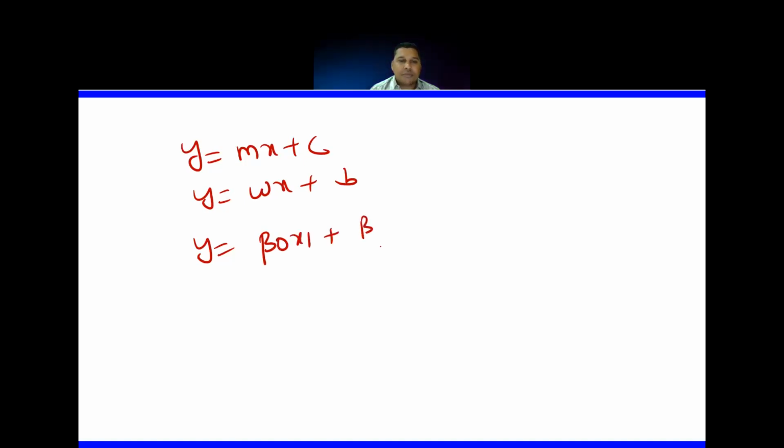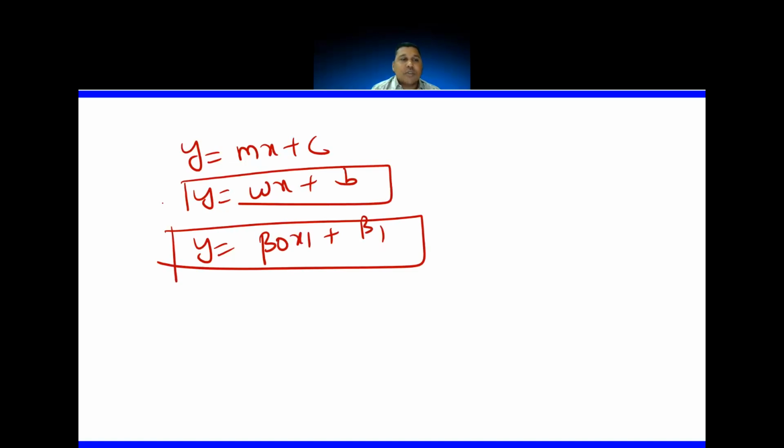The procedure for finding out the regression equation is simple. You have to find out y equal to mx plus c, or in machine learning language, y equal to wx plus b. Some cases they say y equal to beta naught plus beta 1 x1. This is from mathematics, this is from machine learning. Different styles you can follow, but ultimately it's the same.